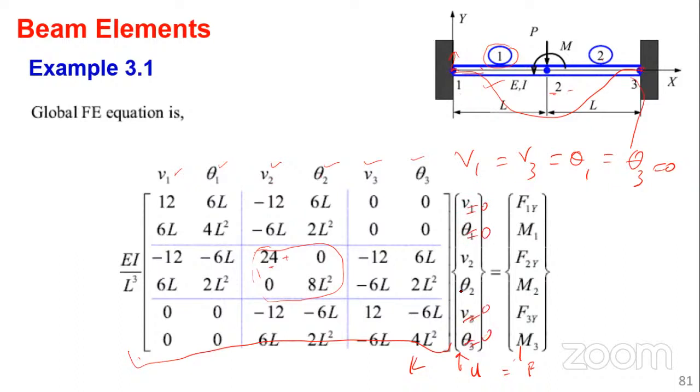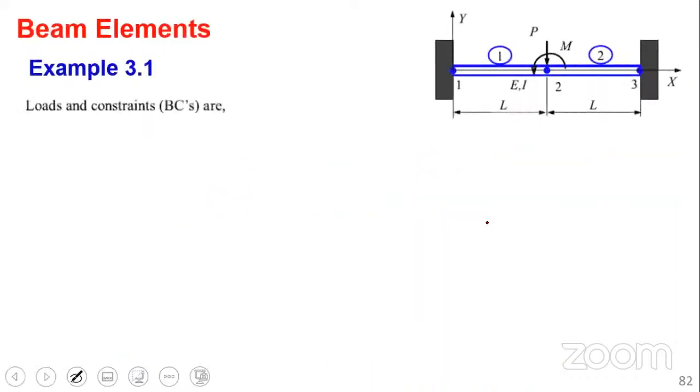And now, to simplify your equation, you remove the rows and the columns associated with the quantities having 0 values. So you remove all that, and you are going to be left with the quantities for V2, theta 2, which is this part, V2, theta 2, associated with this part. Okay, so this is our boundary condition.